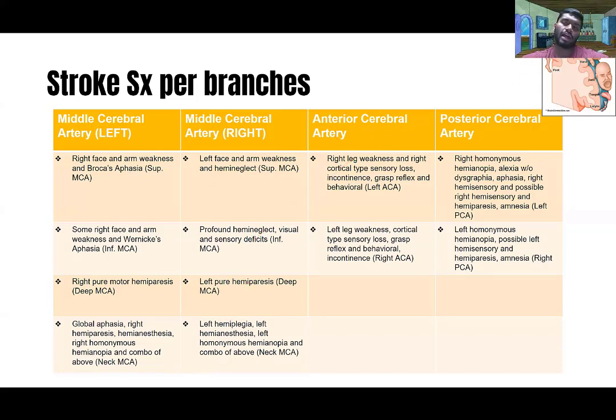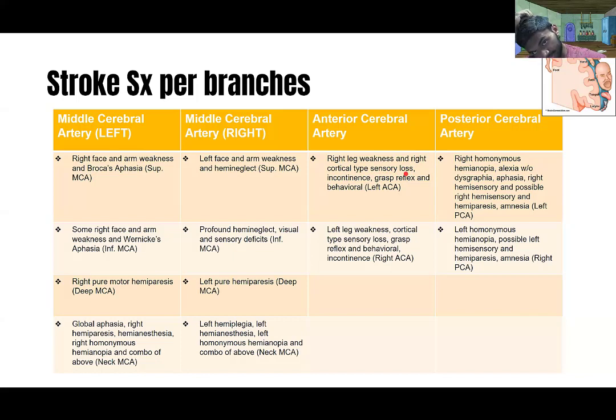Now, as I mentioned before, the ACA is going to supply this part of the brain, but when there's an occlusion to this part of the brain, part of the brain is going to die off. So it's not going to be able to function appropriately. And this part of the brain's function is to move the feet, legs, and the bladder. So as you can see here, you're going to have your right leg weakness as well as your incontinence, right? Because of occlusion and damage to this part of the brain, you'll have your right leg weakness and your incontinence.